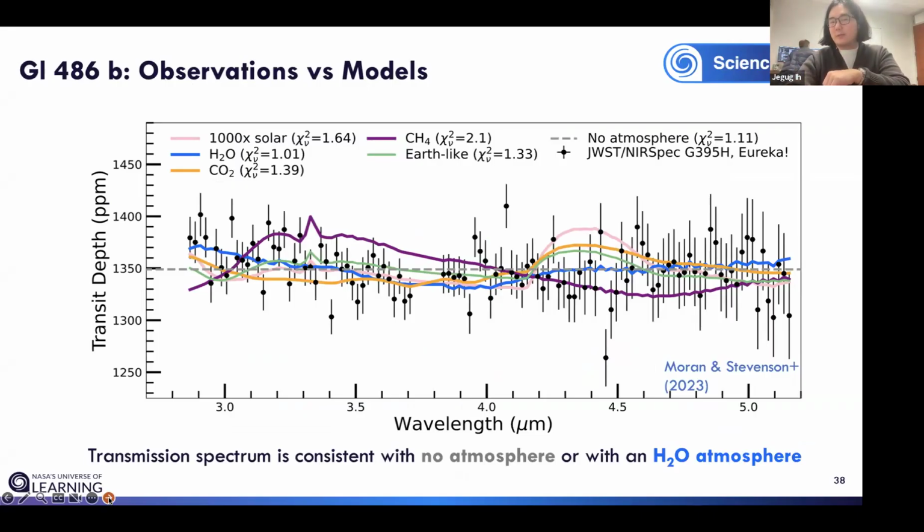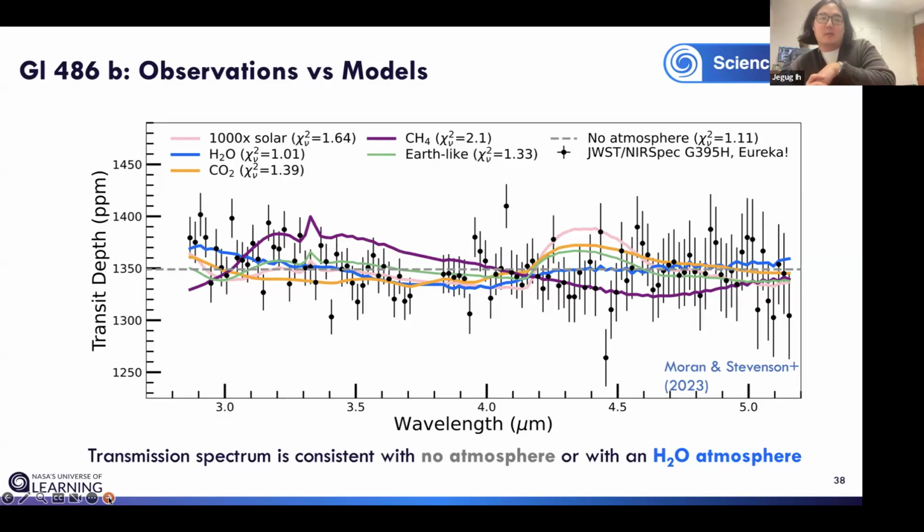And the flat line would correspond to the case where the planet is airless or has a very opaque cloud deck. And you can see that the spectrum is relatively flat, but there are these low order wiggle spectral features. And from that, we can say that it's either dominated by water or it just does not have an atmosphere. And both are statistically consistent.